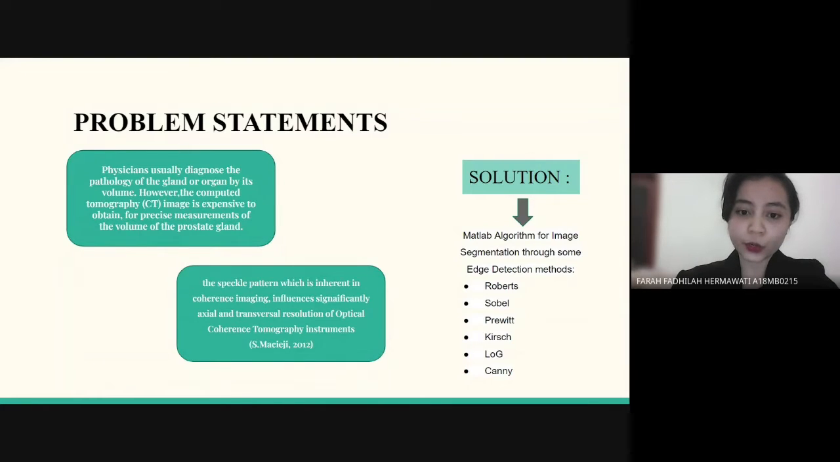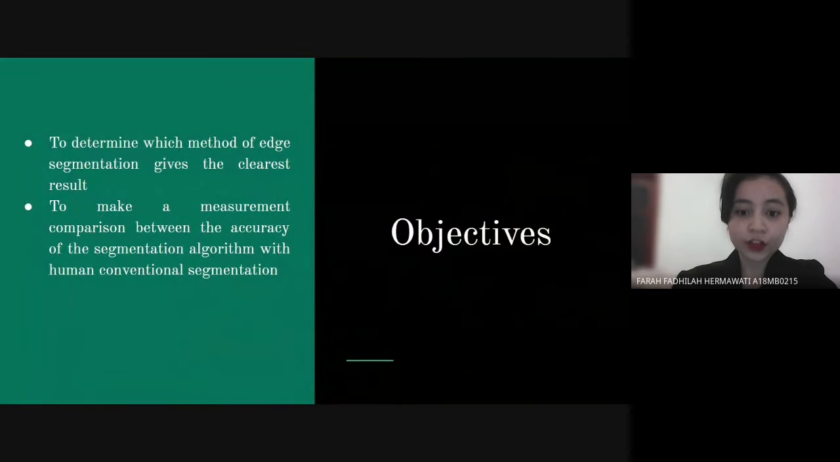And the speckle pattern, which is inherent in coherence imaging, significantly influences the axial and transverse resolution of optical coherence tomography instruments. Thus, expectedly, a MATLAB algorithm for image segmentation through some edge detection methods can assist with these problems. For the objectives of this project, we are to determine which method of edge segmentation gives the clearest result, and to make a measurement comparison between the accuracy of the segmentation algorithm and human conventional segmentation.